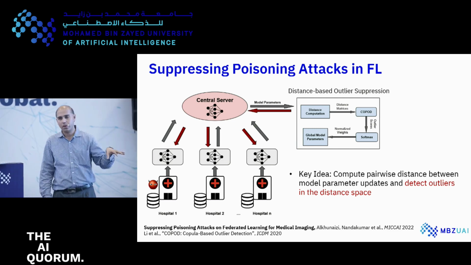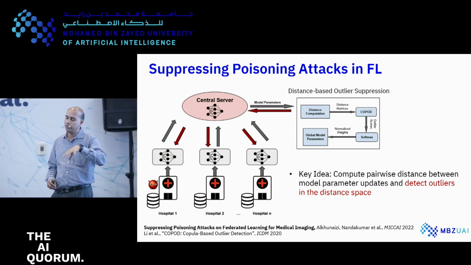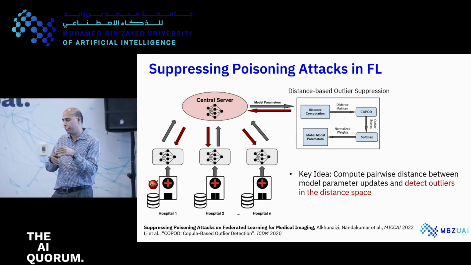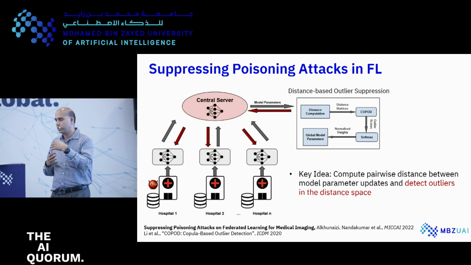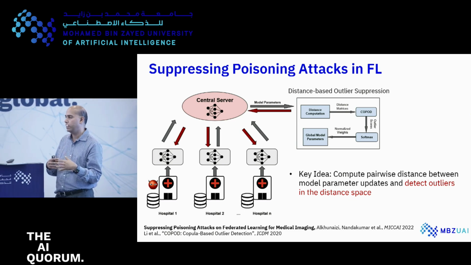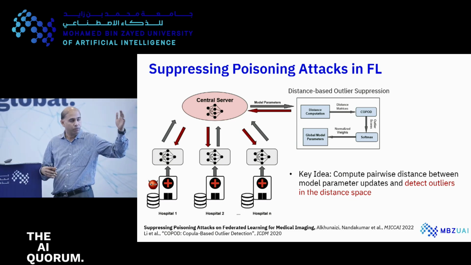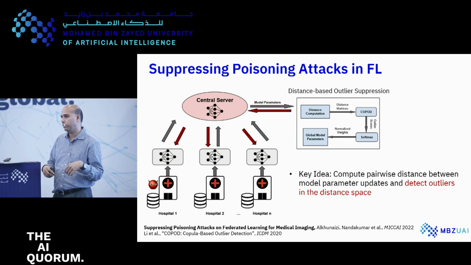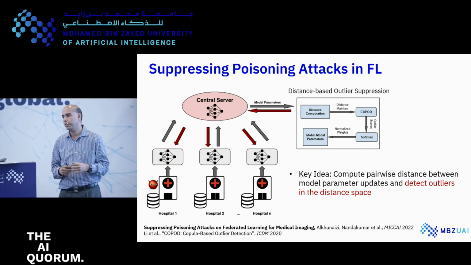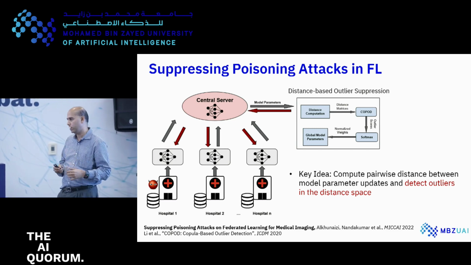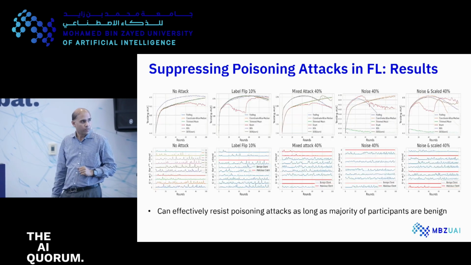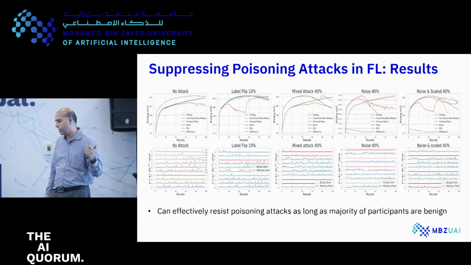But in this work, finding these outliers directly in the model space or the update space is very difficult. So what we try to do is compute distances or similarities between these updates, and then find the outliers in this distance space, which seems to work much more effectively than directly trying to find the outliers in the update space. This is one example of our work.